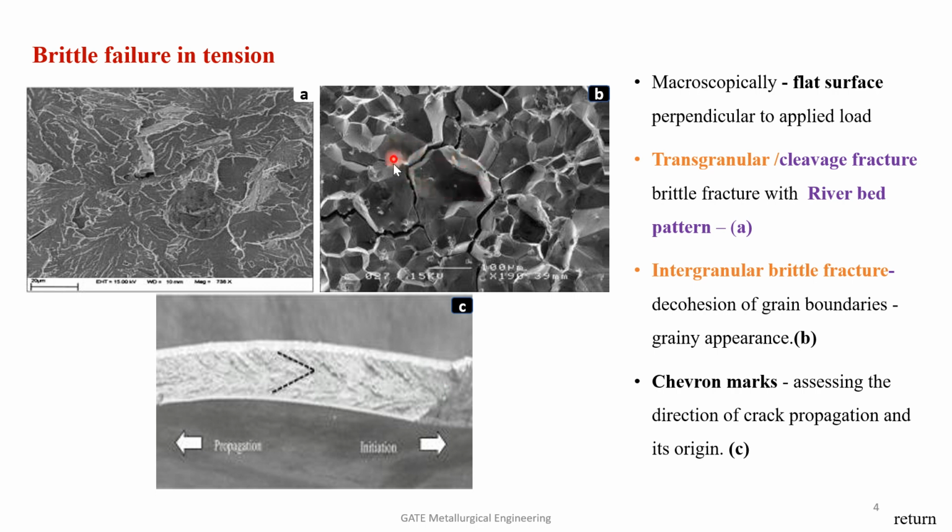In case of an intergranular brittle fracture, there will be decohesion, that is, separation of the grain boundaries, and it will have a grainy appearance, where square or somewhat rectangular shaped grains can be observed. Also such a material surface will have chevron marks. Chevron marks means V-shaped markings will be there on the surface. These help us in assessing the direction of crack propagation as well as the point at which the crack had initially originated. So that is the brittle fracture failure in tension.